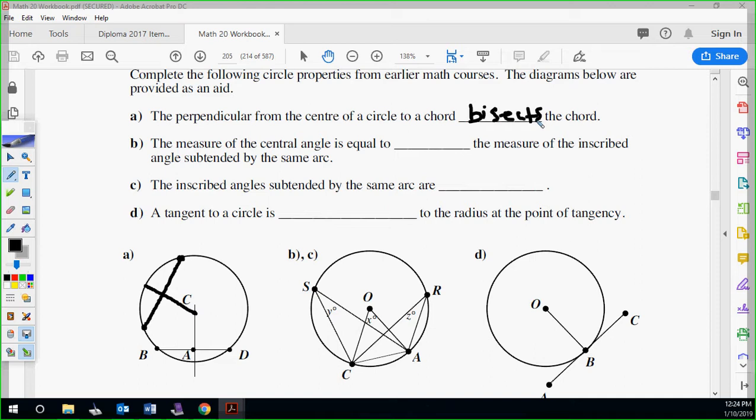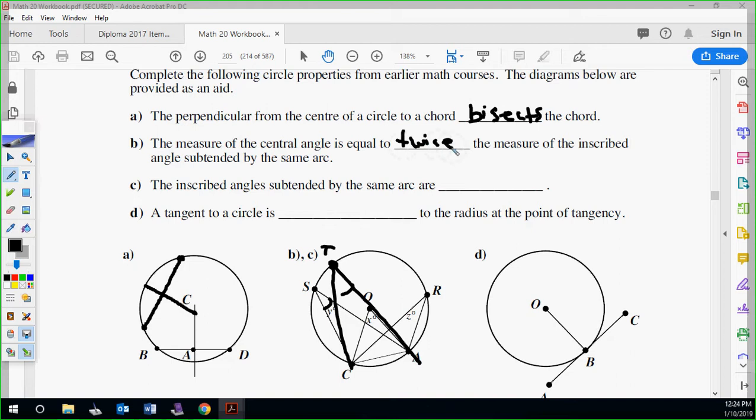Now, no matter where, it's about where they finish. See how they all finish at CA? That's what causes them to be equal. I can do a T point here. As long as I'm going to C and A, these angles are going to be the same, which is going to be half of that one. So this right here we put twice.